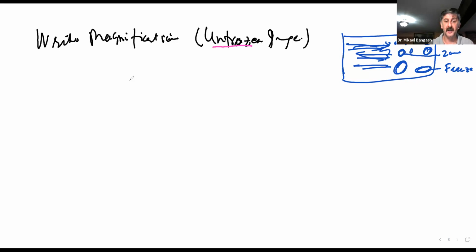So if you enlarge the image as you are scanning, that will be write magnification, because you didn't freeze the image.